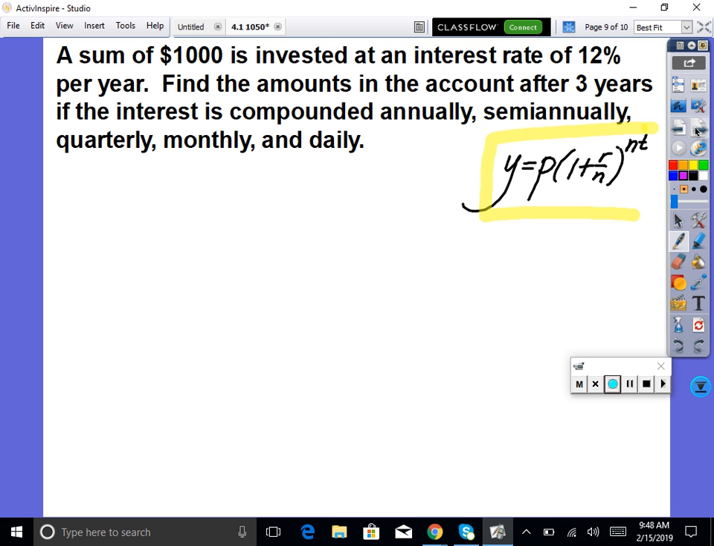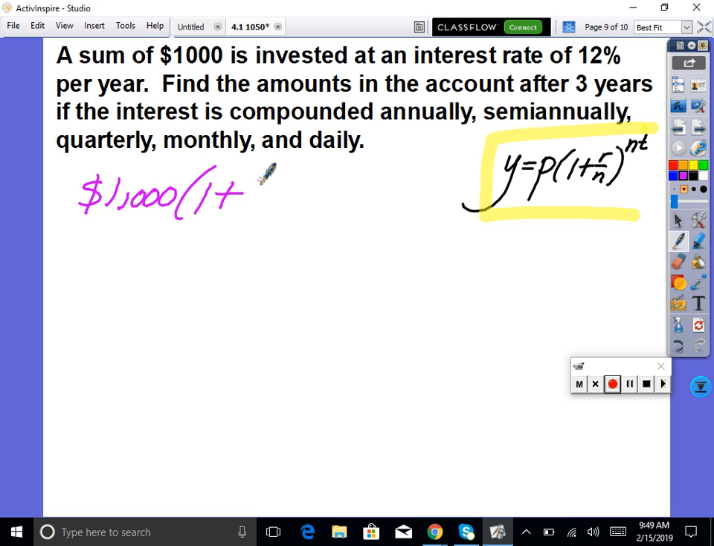Okay, so right here it says, the sum of $1,000 is invested at an interest rate of 12% per year. Find the amount in the account after 3 years if interest is compounded annually, semi-annually, quarterly, monthly, and daily. So we have literally 1, 2, 3, 4, 5 different answers here. So we would say, okay, our put down amount is 1,000.